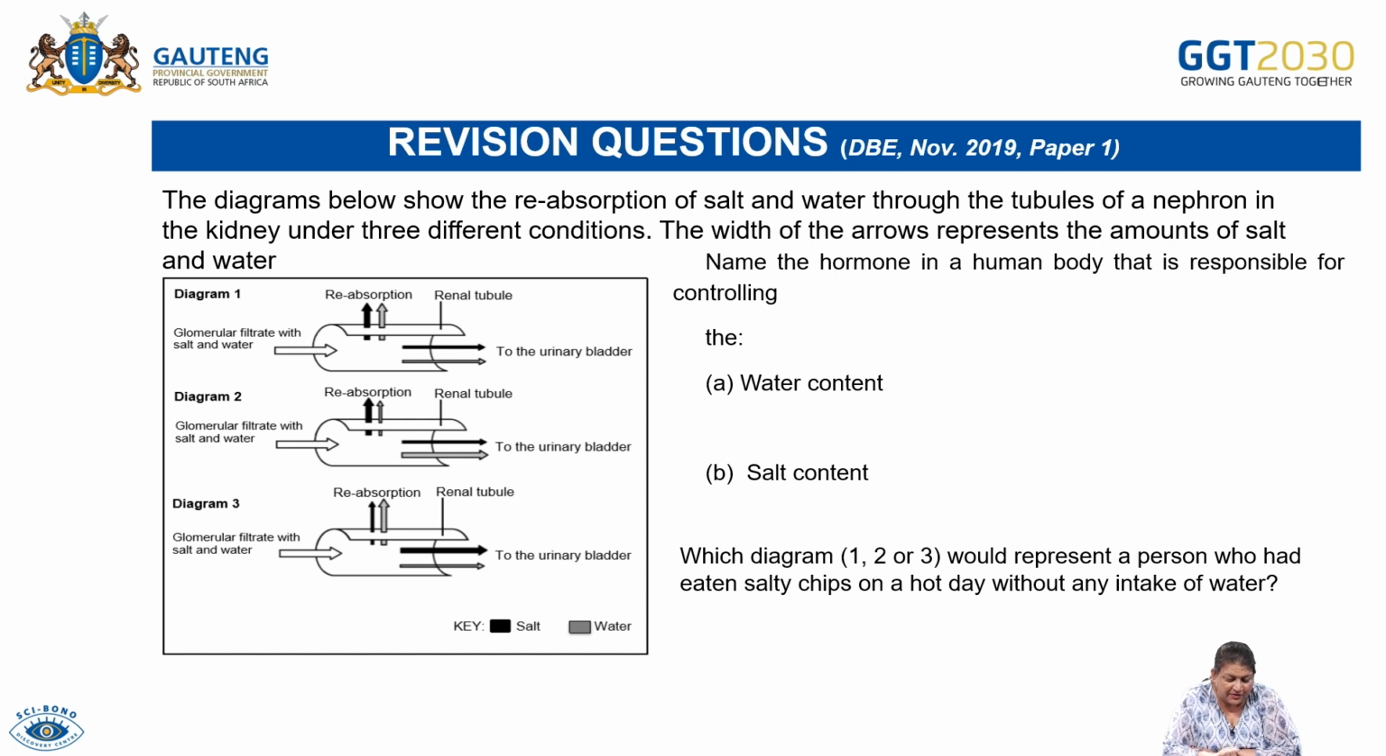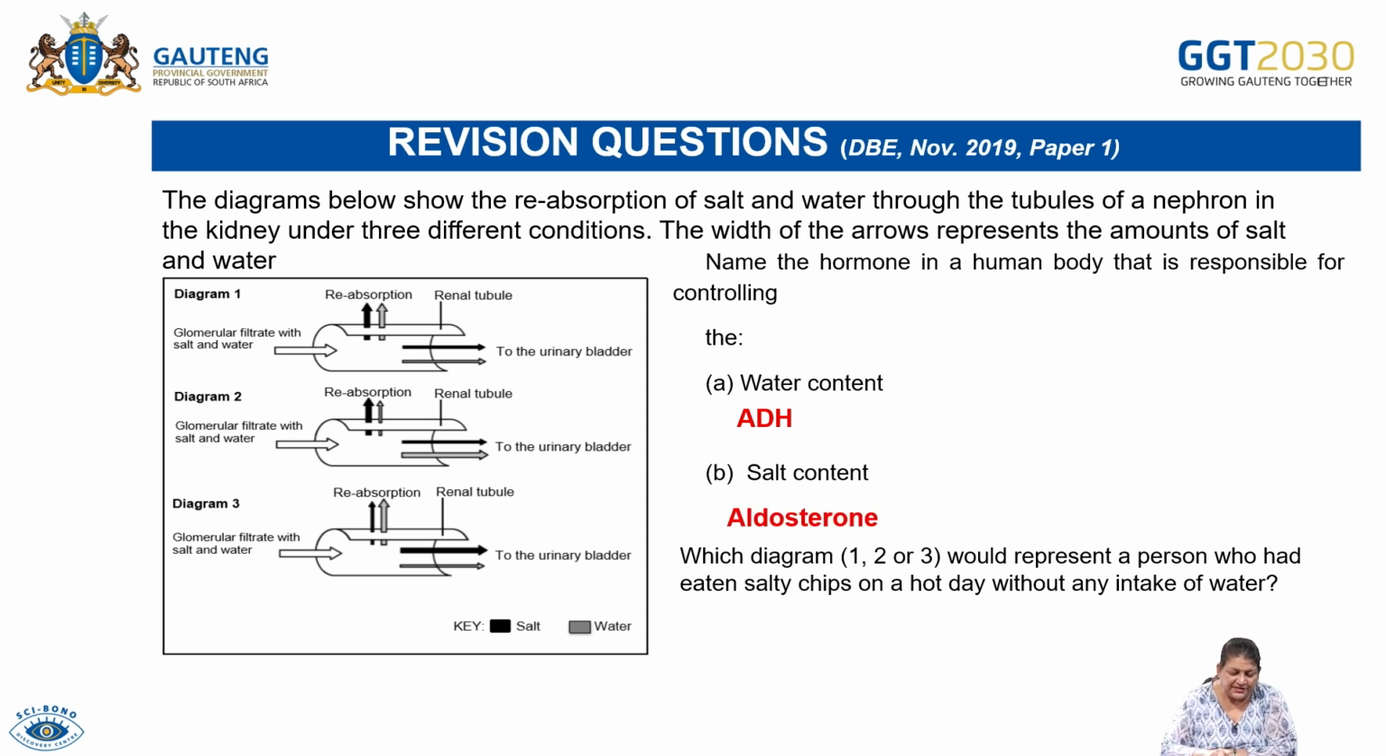Now, name the hormone in the human body that's responsible for controlling the water content. What controls the water content in the blood? It's going to be ADH. So the hormone responsible for controlling the water balance is ADH. It's produced by the pituitary. How does it do it? We need more water in the blood, less ADH. Kidney tubules become less permeable to water, and more water is excreted in the urine. Okay?